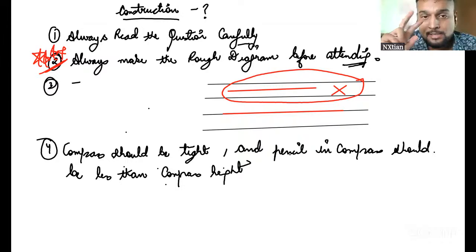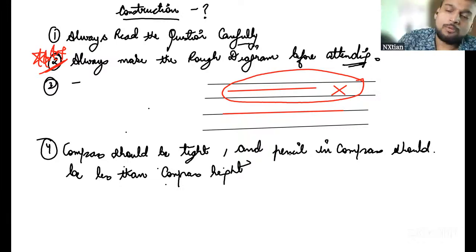You should have two pencils with you. One is for the compass and one is for making lines, like with the help of a ruler and all. And one more, I forgot.